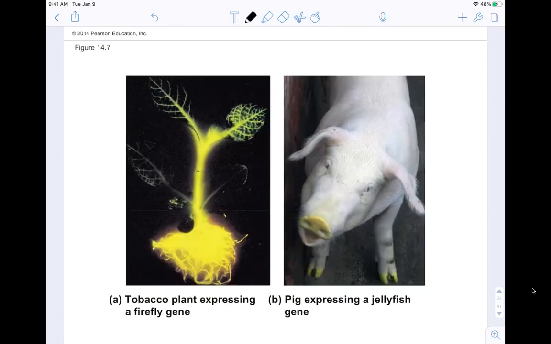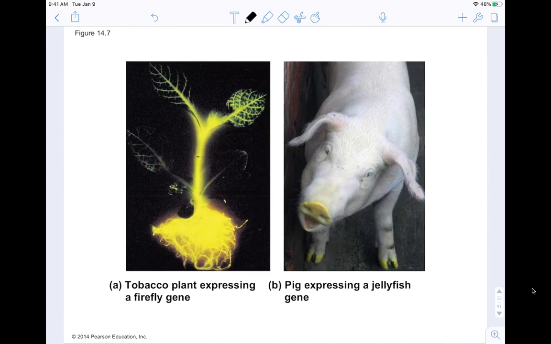So that's how you get cool stuff like this. You got a tobacco plant that glows in the dark by expressing a firefly gene to glow. It is a plant that is glowing. You also have a pig expressing a jellyfish gene, again, glowing. You can also put different things in mice to make them glow. This is like genetic engineering. Genetic engineering. Taking genes from one organism and putting it into another organism.